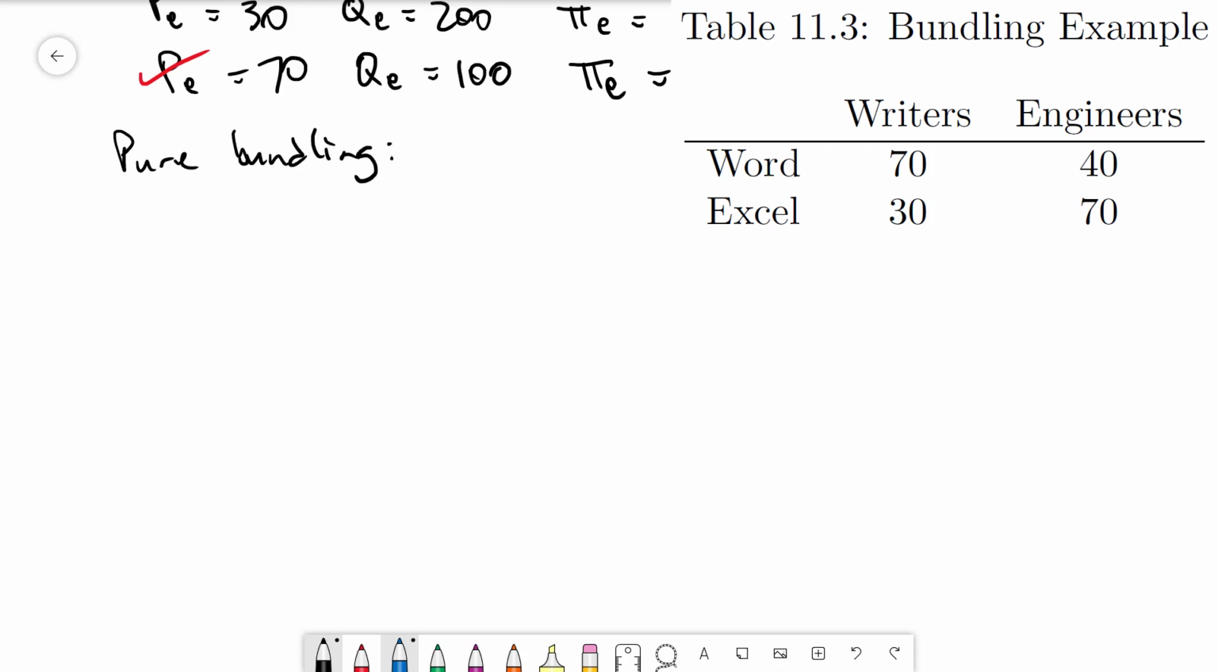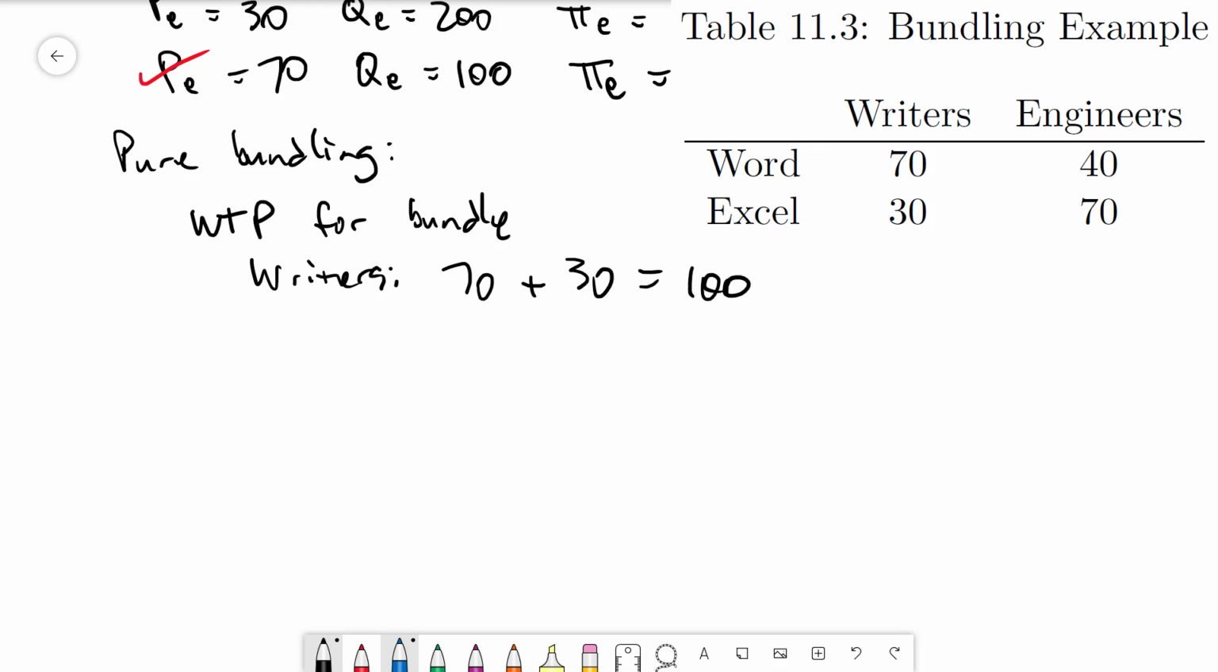We will now sell Word and Excel together as a package and not offer either of them on their own. To figure out what kind of prices we could charge for this, we need to figure out the willingness to pay for the bundle. For the writers, they're willing to pay 70 for Word and 30 for Excel, so their willingness to pay is 100. And for the engineers, they're willing to pay 40 for Word and 70 for Excel, which gives us 110.